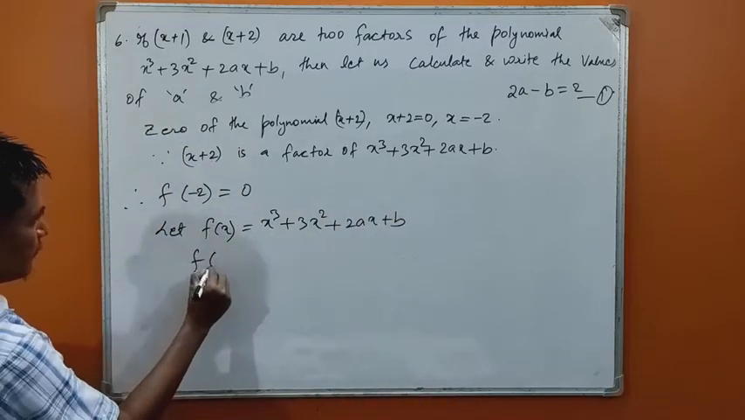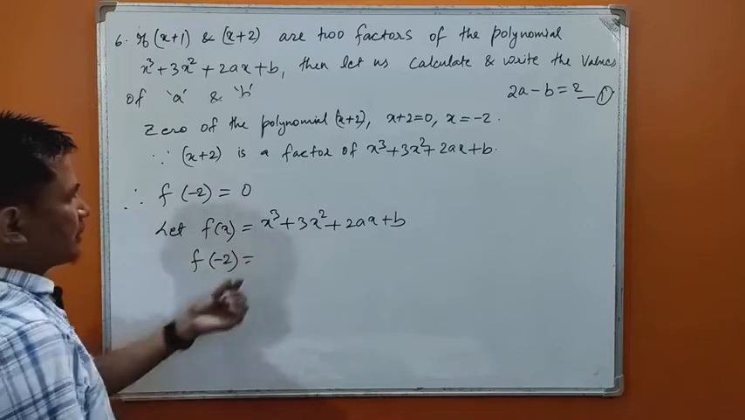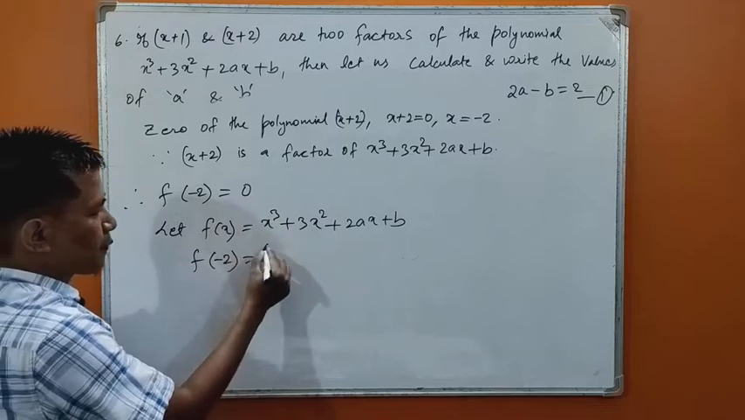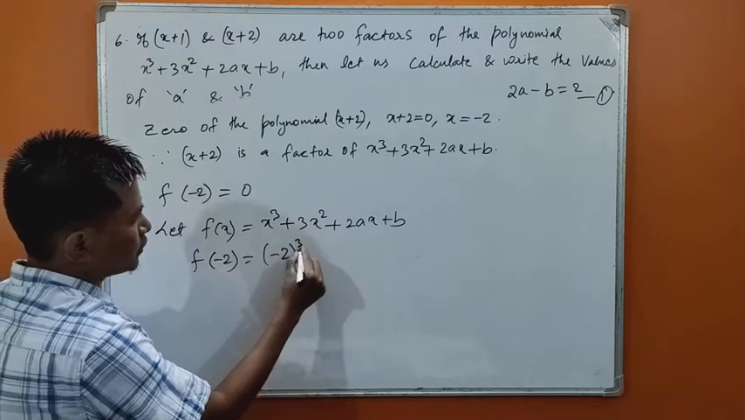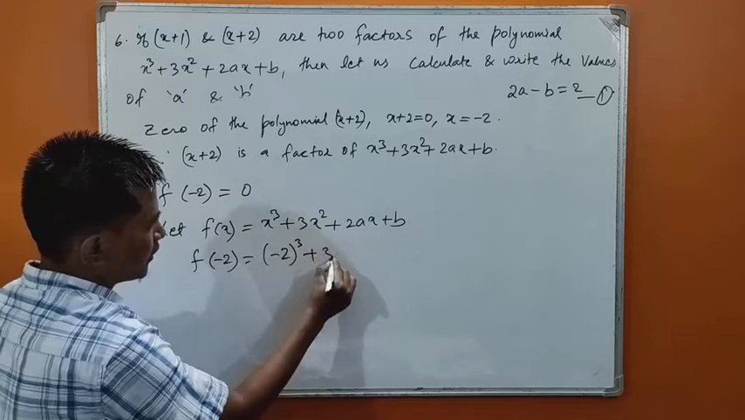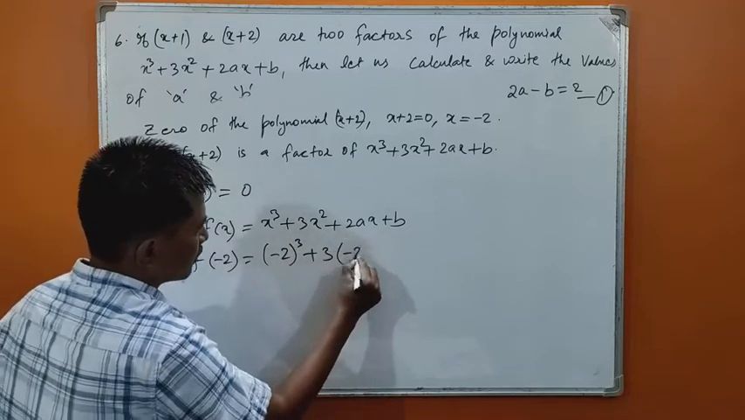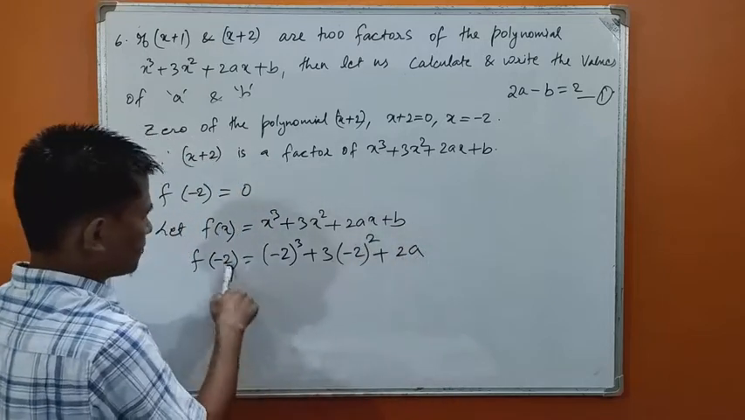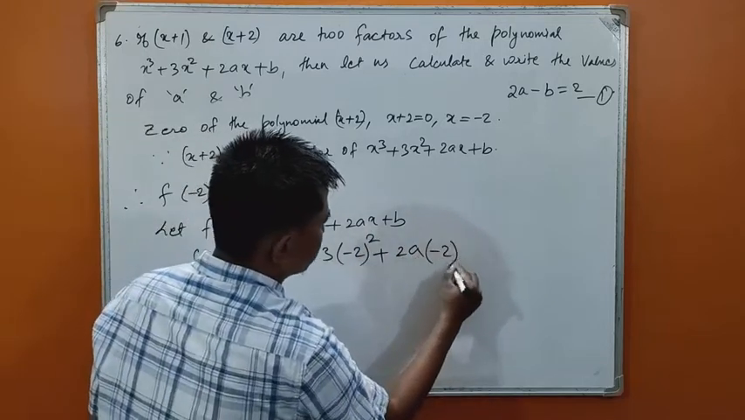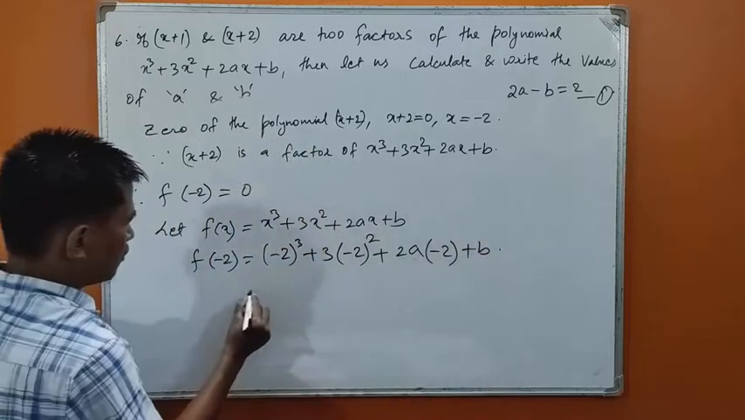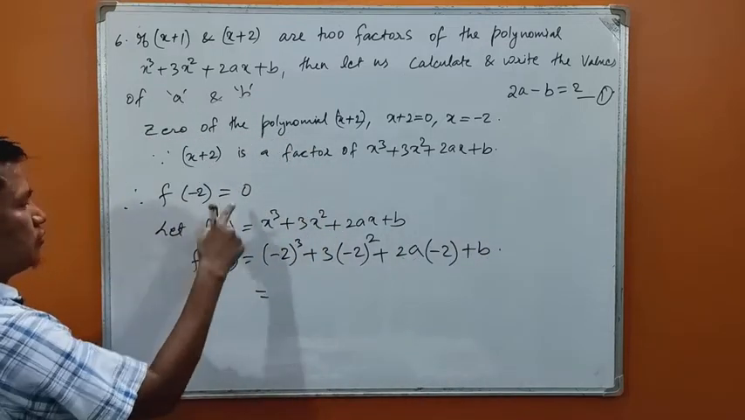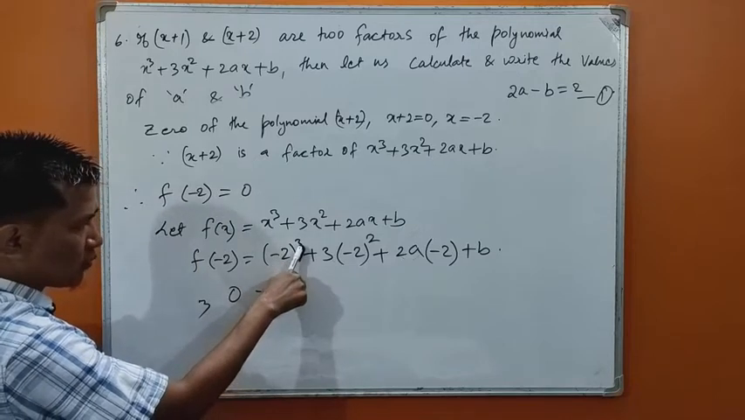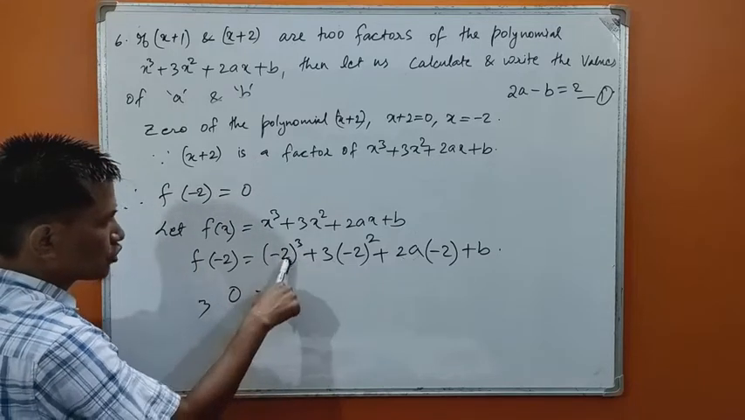Now the remainder f of minus 2 will be equal to, instead of x I write minus 2: minus 2 whole cubed plus 3 times minus 2 whole squared plus 2a times minus 2 plus b, isn't it? Or f of minus 2 is 0, minus 2 cubed means odd number, so the sign will remain minus. 2 cubed means 8.